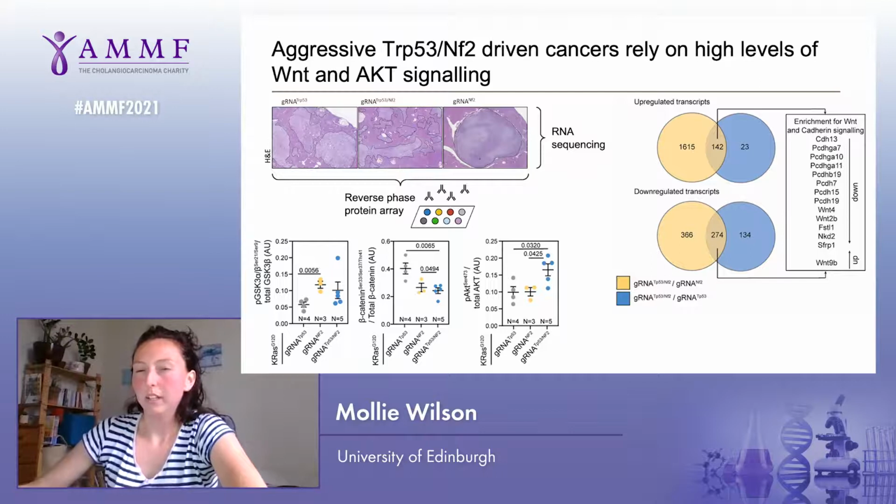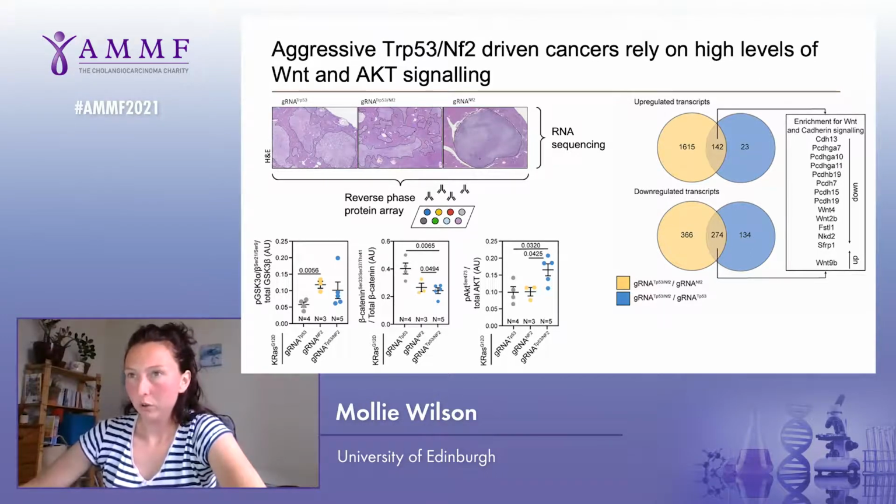So likewise, beta-catenin itself is also dephosphorylated, so therefore in its active state, and you can see that it's downregulated also in tumours with loss of NF2. And finally, the other component we found very interesting in the RPPA analysis was the stark upregulation of active phosphorylated AKT, which is indicative of increased PI3 kinase AKT signaling, and this is an essential pathway for apoptosis to occur.